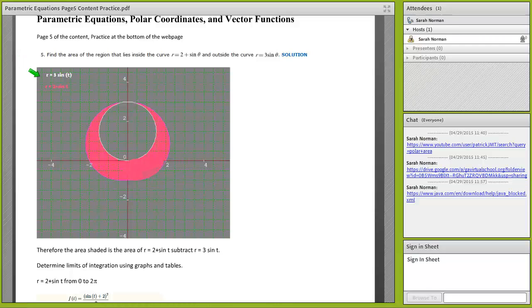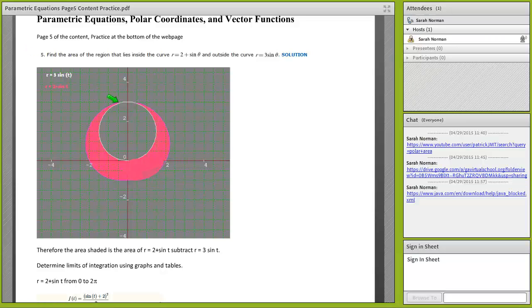So as you can see, I have r equals sine of t as the white graph, which is this one, and r equals 2 plus sine of t is the pink graph. The area that we're trying to find is shaded in pink. It says to find the area of the region that lies inside the curve r equals 2 plus sine theta and outside the curve r equals sine theta. So what we're looking for is the area between those two.